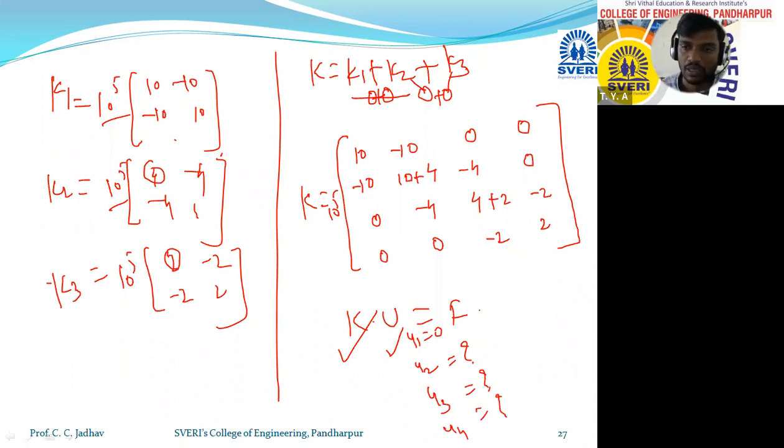F4 किती आहे 50 न्यूटन अप्लाय केलेला. ठीक आहे. F1 F2 F3 काय असणार आहेत 0. Intermediate force value we are taking the 0. Okay, so you have to write the equation here.